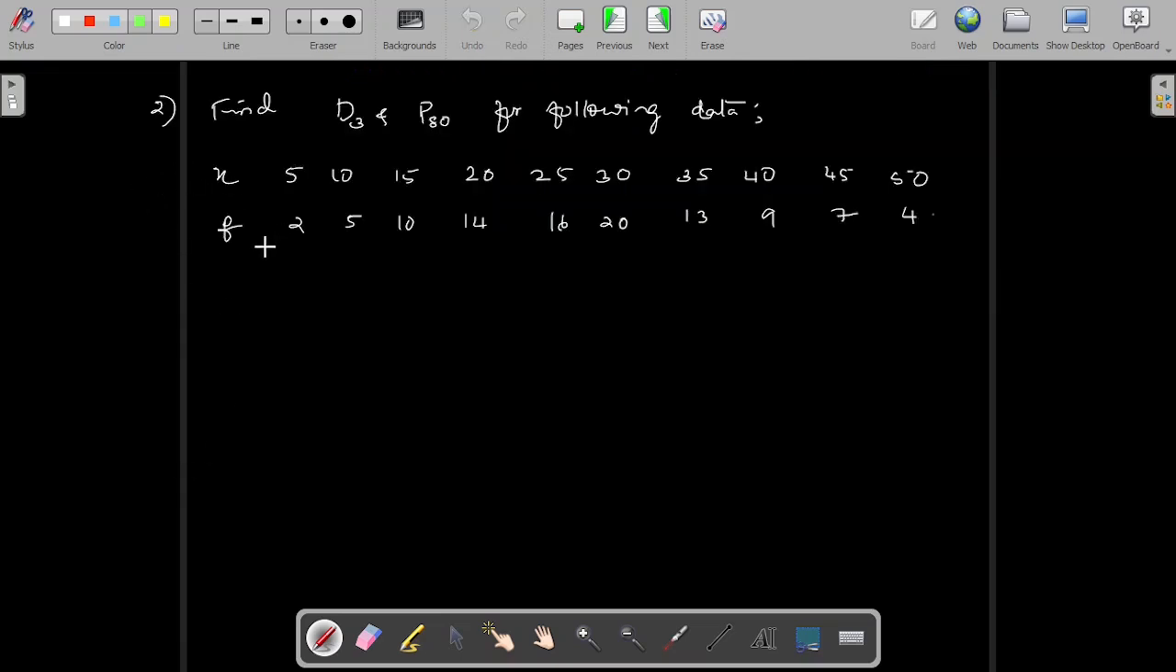See here, find D3 and P80 for the following data. This is ungrouped data with the frequencies.